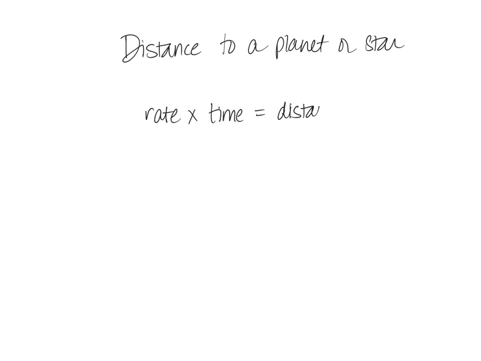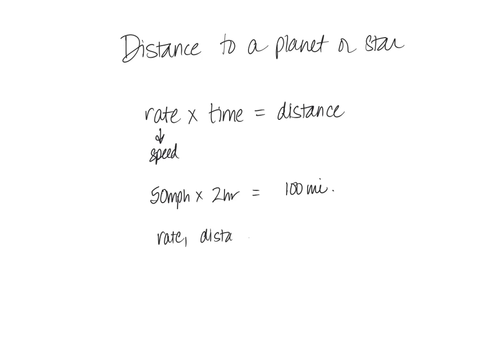This is something that you should recognize from a long time ago, where rate, of course, is your speed. And so the idea is, for instance, if I go 50 miles per hour for 2 hours, I end up going 100 miles. And so the difference with these problems is they're actually giving you the rate and the distance, and they want you to find the time.